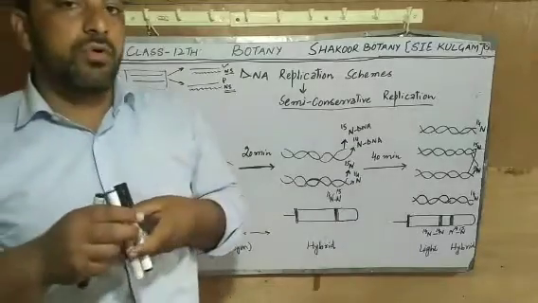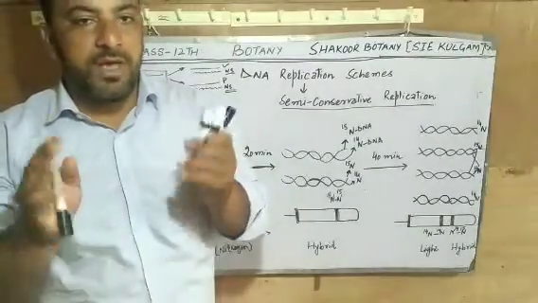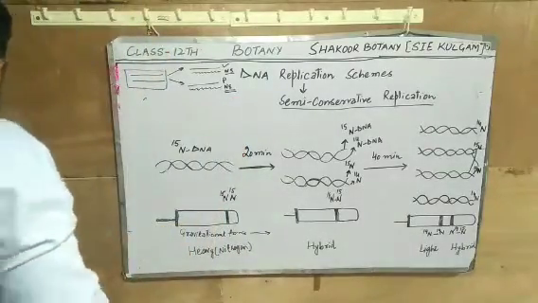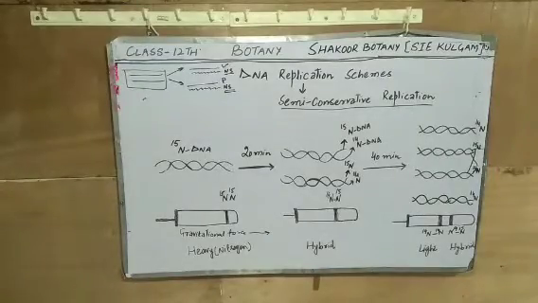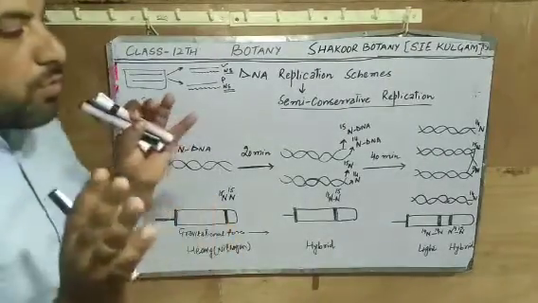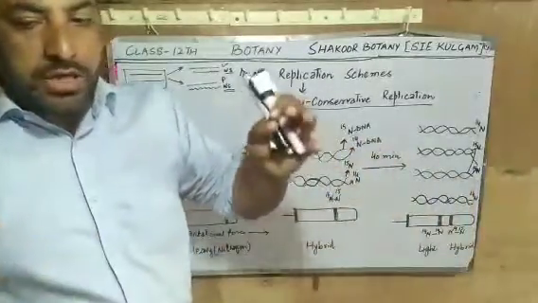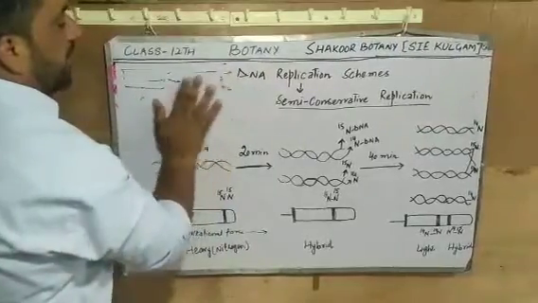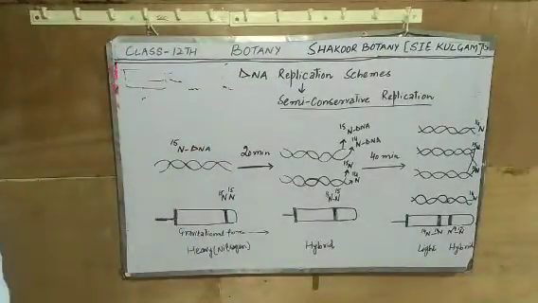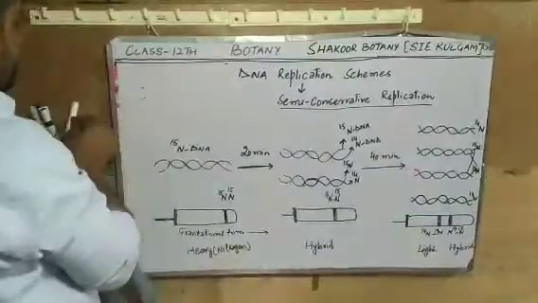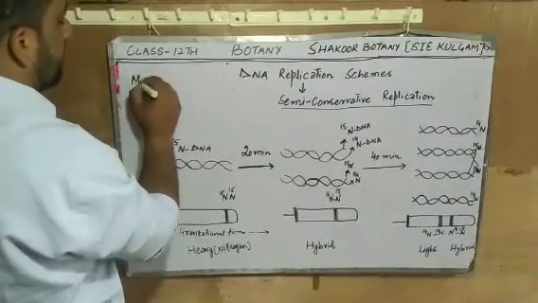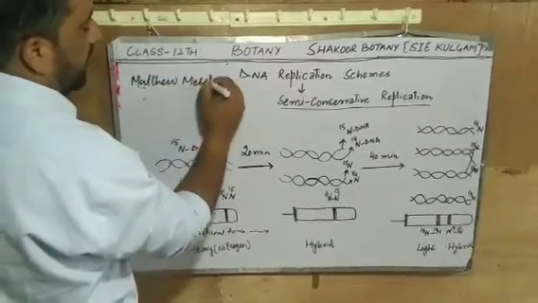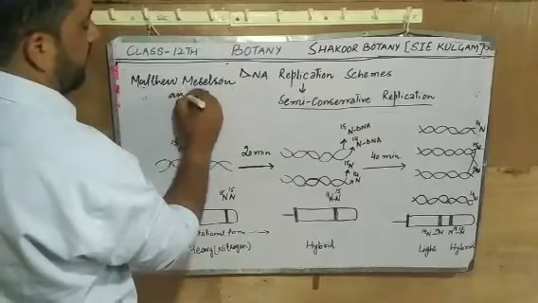This semi-conservative mode of replication was later on verified by a number of scientists through their experiments, and the most common experiment that explains the semi-conservative mode of replication in E. coli in prokaryotes was done by two scientists. One is called Matthew Meselson and Franklin Stahl.